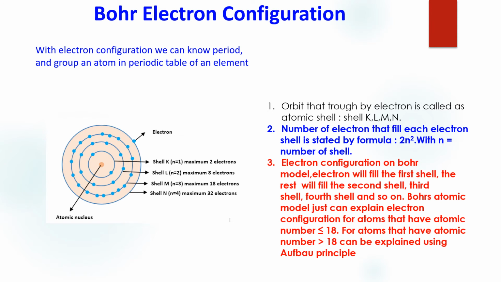Third, electron configuration on the Bohr model: electrons will fill the first shell, and the rest will fill the second shell, third shell, fourth shell, and so on. Bohr's atomic model can only explain electron configuration for atoms that have atomic number from 1 until 18. Atoms with atomic number bigger than 18 can be explained using the Aufbau principle.